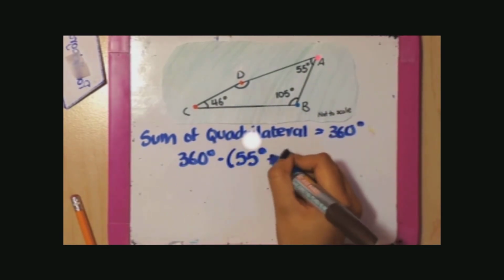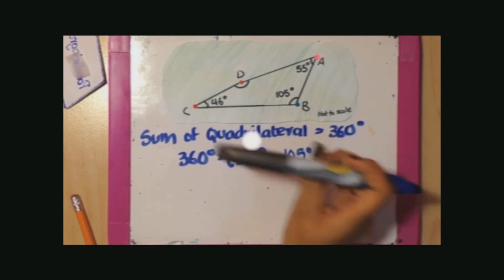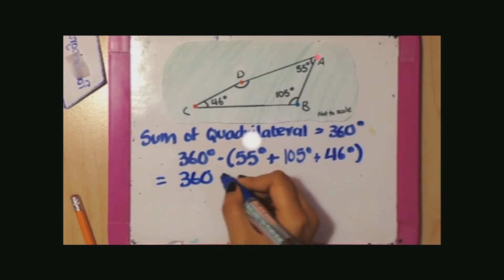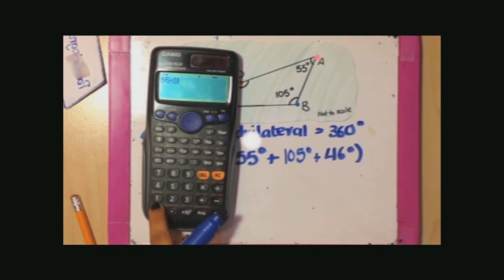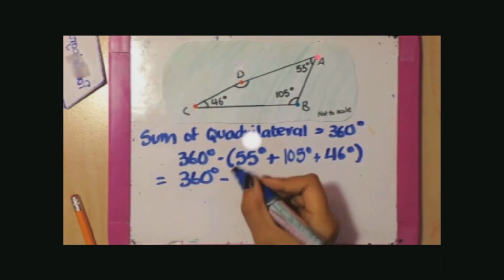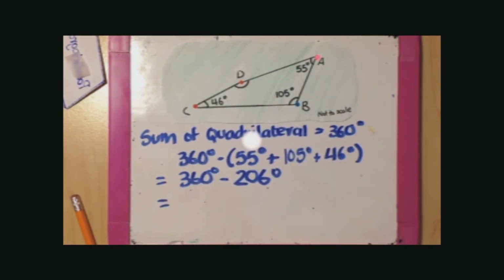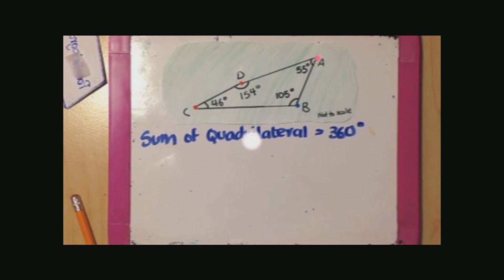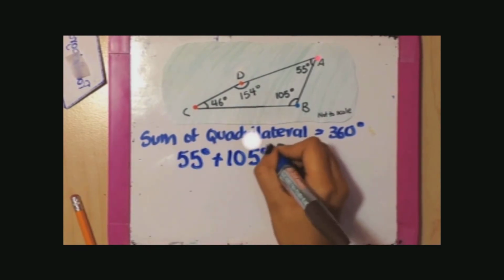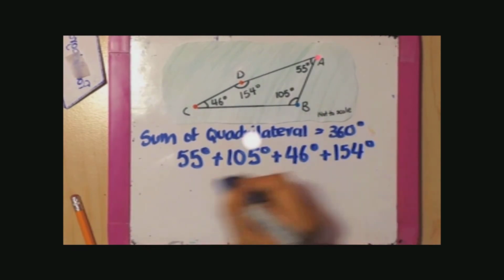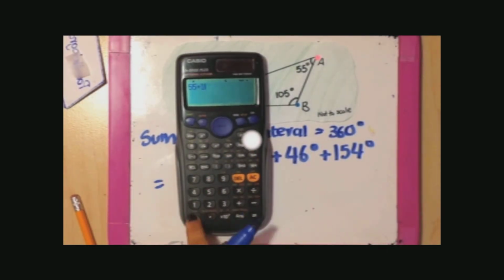Here we are adding the known angles, which are 55 from location A, 105 degrees from location B, and 46 from location C. This equals 206 degrees. We can now subtract them in order to know D, which is 154 degrees. To make sure that we have the right answer, we can add up all the 4 angles, which equal 360 degrees.